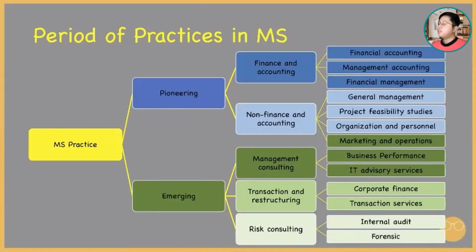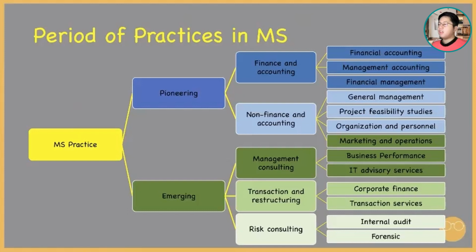Let's talk about the period of practices in management services. There are two major types of period of practices. We have the pioneering and the emerging. The pioneering services can be divided into two major services, the finance and accounting and the non-finance and accounting. Financial accounting pertains to financial accounting system design and development. Management accounting involves standard cost system development, cost analysis and control, and variance analysis.